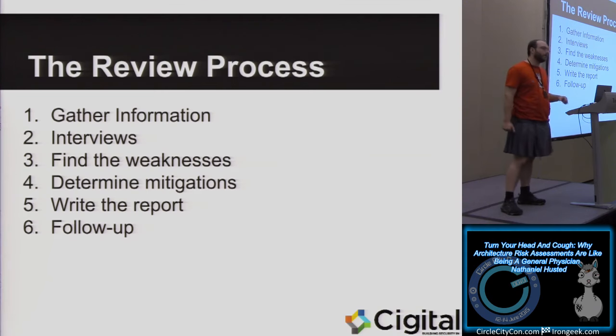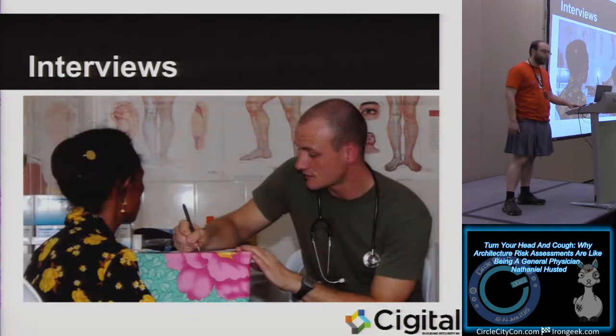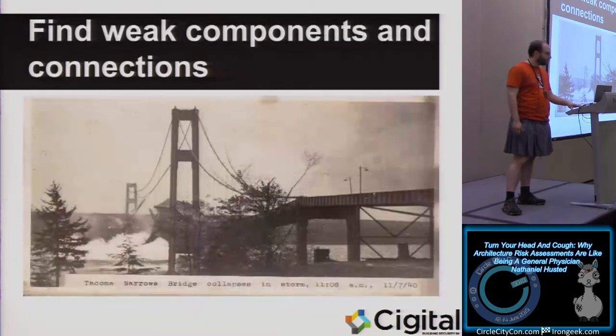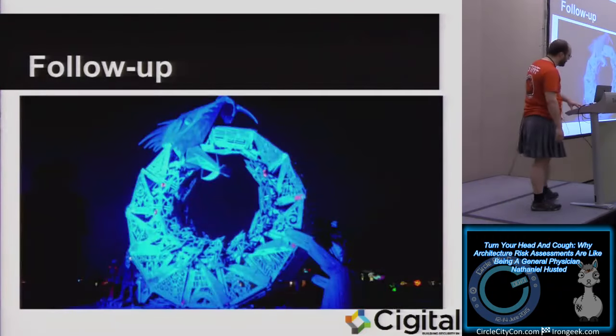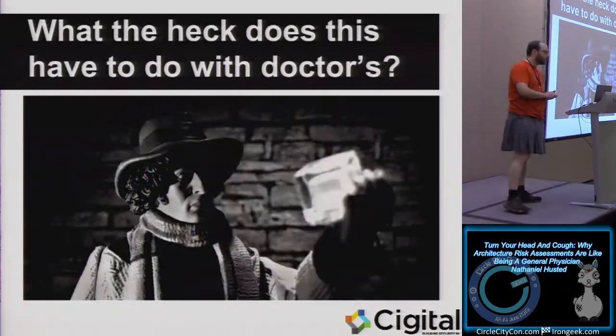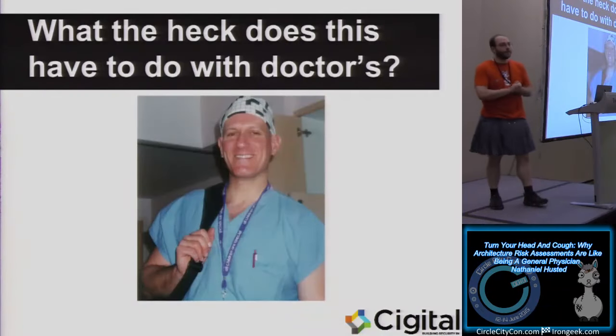It fits in a little more with what we can learn from analogies, the analogy of the doctor situation, because it's something that I don't think we actually do in practice right now. So again, gathering information: we're talking about gaining records. We can sit in interviews, just like doctors do. Finding the weak components, we determine the mitigations, we write our report, and then we follow up. So, wrong type of doctor. There we go. What does this actually have to do with doctors?